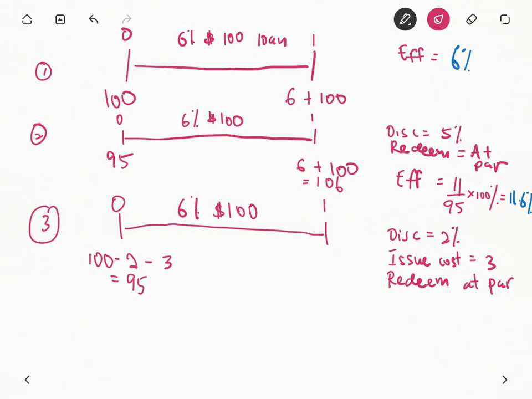And 1 year later, I'll pay back $6 plus 100 because I redeem at par. So what is my effective rate? This example says, I got 95, I pay back 106, means I pay 11 out of 95. So effective rate is... anyway, it doesn't mean to be the same. So let it be.